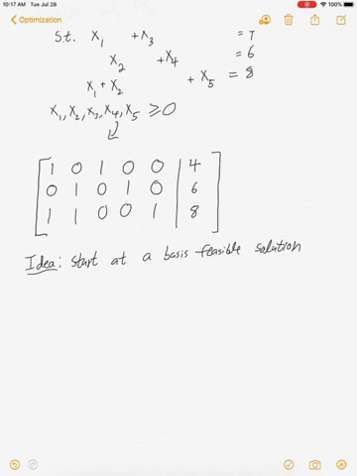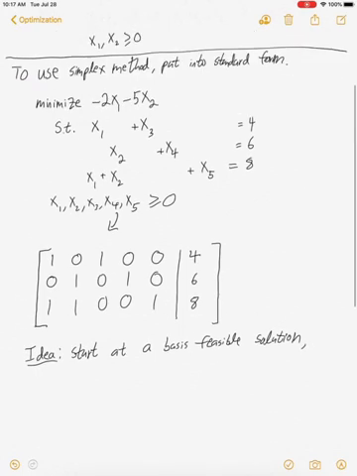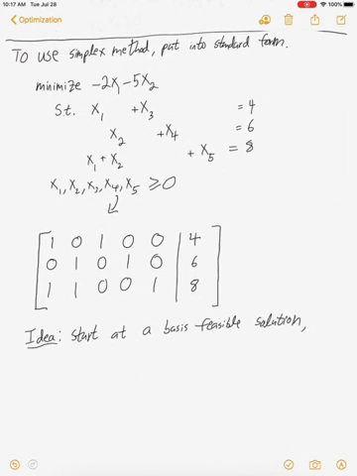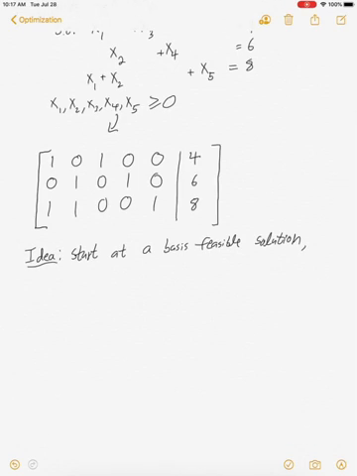And we're going to move to other basic feasible solutions that reduce our cost function. So our cost function is the thing that we're trying to minimize, so negative 2x1 minus 5x2. So we're going to start at a basic feasible solution, and then we're going to move to adjacent basic feasible solutions, but we're only going to move to adjacent solutions that make the cost smaller. So the idea is as we go, we're going to get smaller and smaller costs, and finally at the very end, we're going to get to a point where we can't improve anymore, and that's going to be the optimum.